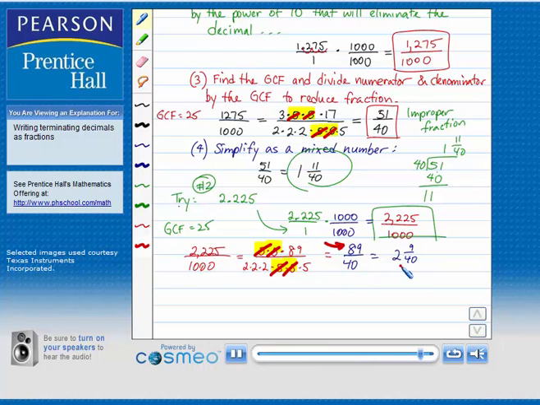That would be my answer as an improper fraction. But to write it as a mixed fraction, I need to divide 40 into 89. It goes in twice with a remainder of 9. So 2 and 9/40ths would be my mixed number fractional answer. I think that should give you the tips that you need and the steps to follow for changing a decimal into a fraction. And I think if you follow them carefully, you will do well.